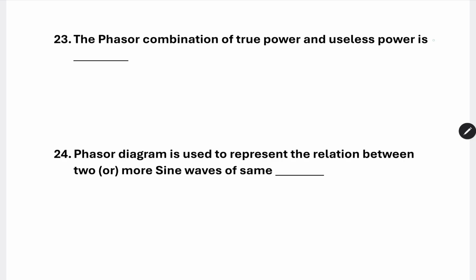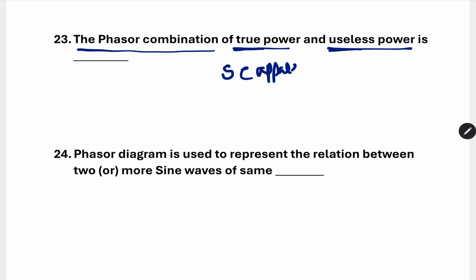Next, question number 23. It is about the types of powers. The phasor combination of true power and useless power, that is, the phasor combination of active power and reactive power. True power is active power, useless power is reactive power. So the resultant phasor power of both powers is what? It is apparent power. So what is the answer? Apparent power.